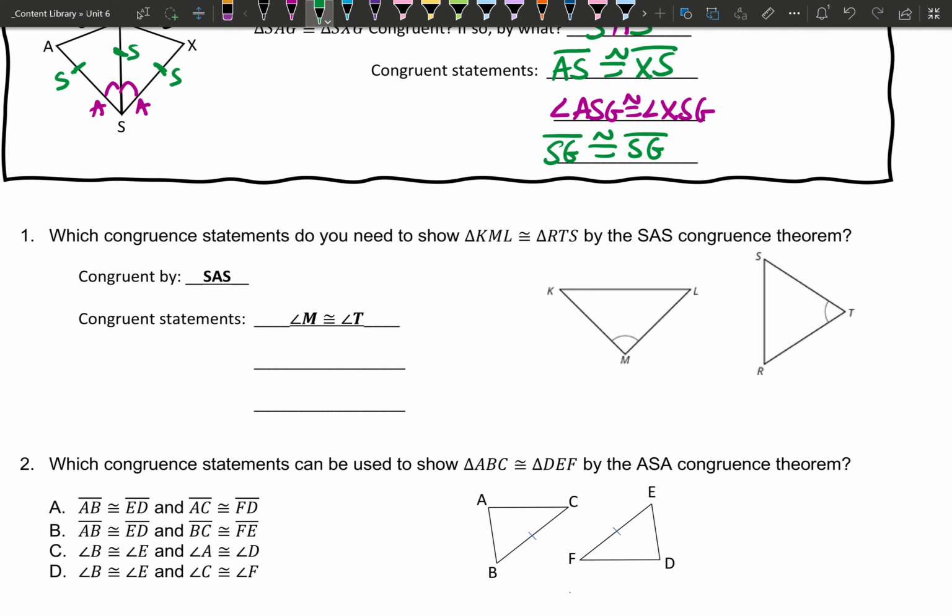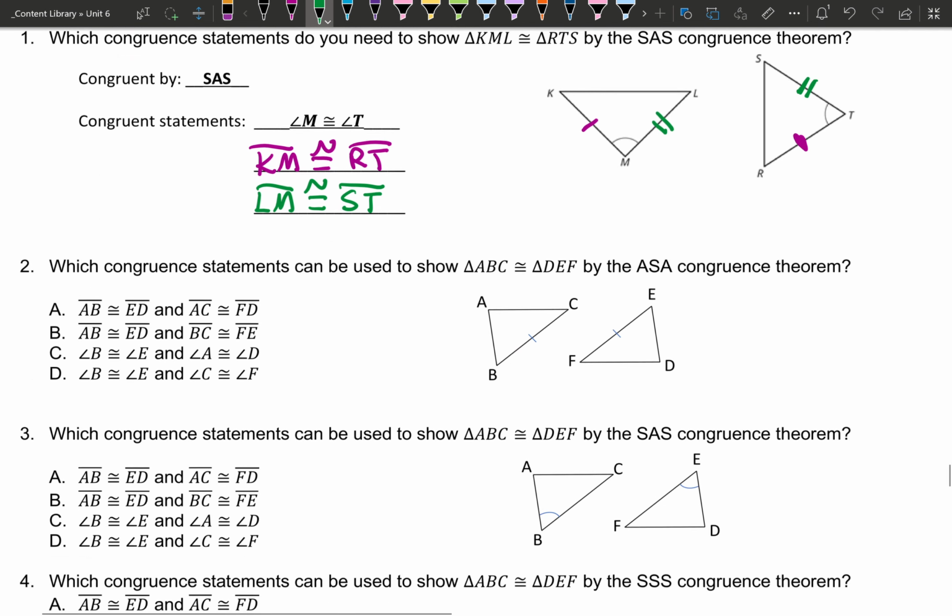Okay, let's start with one of the sides. Let's mark KM, and we can make that congruent to RT. We need one more side. The triangle on the left has to be left, and the triangle on the right is going to have to be left. We got two sides and an angle. That angle is directly in the middle of the two sides.